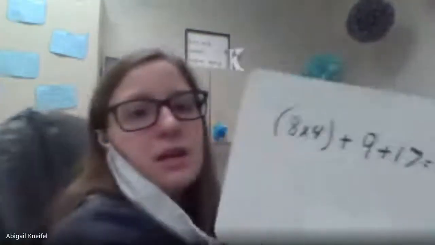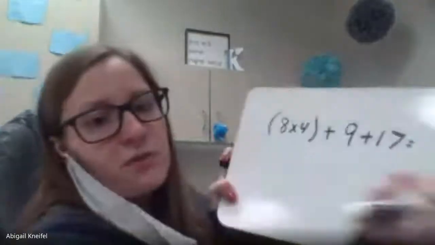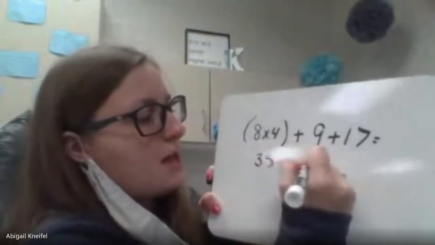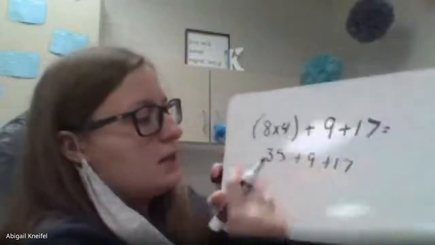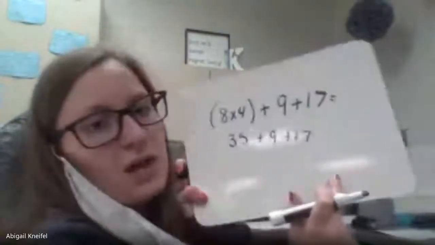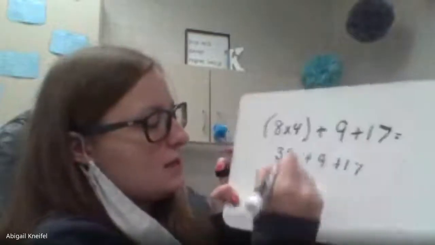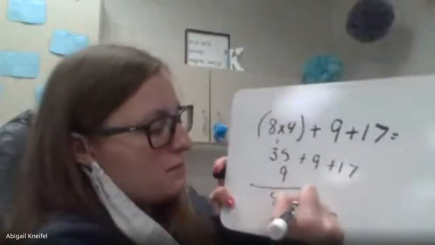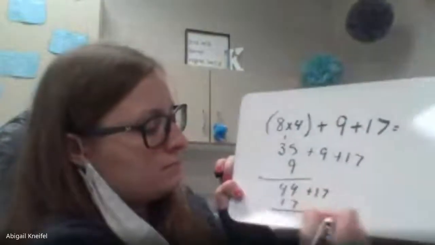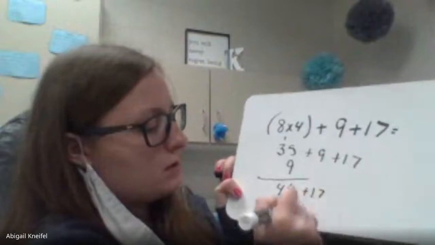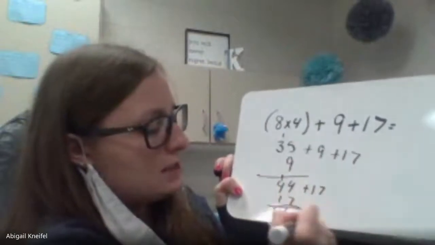All right, let's go over this one together. Remember, if you don't get it right, that's okay. We're still learning. So 8 times 4 is 32. Then I have 32 plus 9 plus 17. So we move this way to that way, left to right. So 35 plus 9 is 44 plus 17. 61.